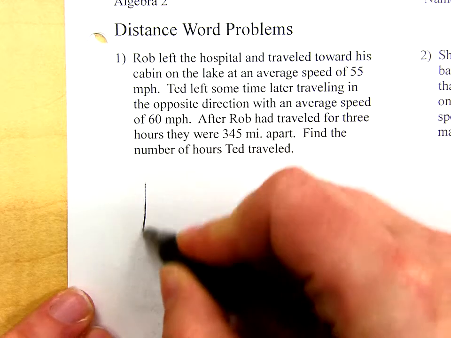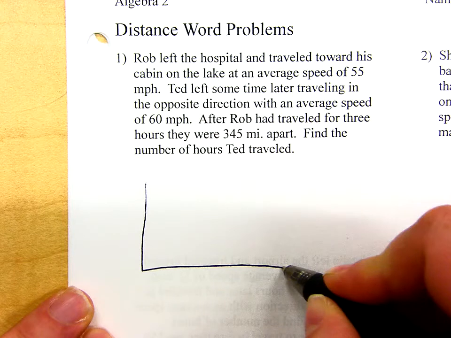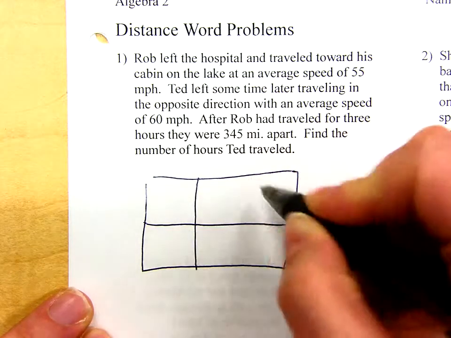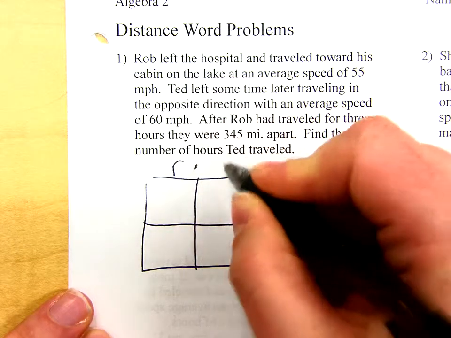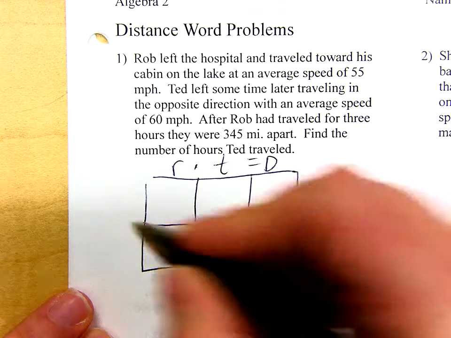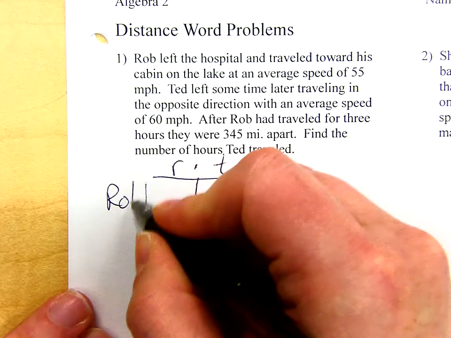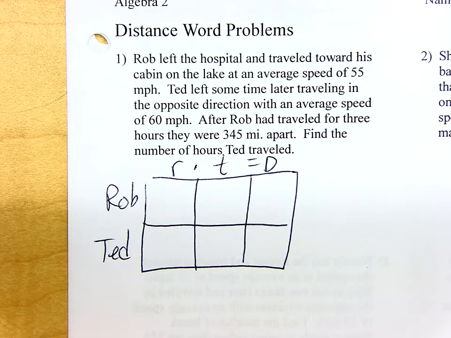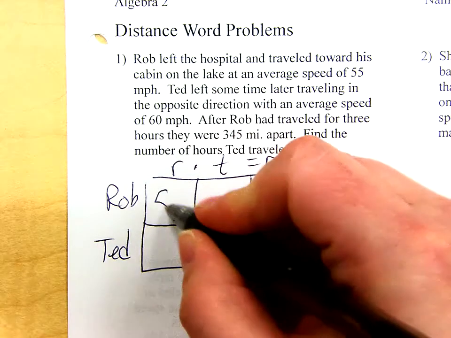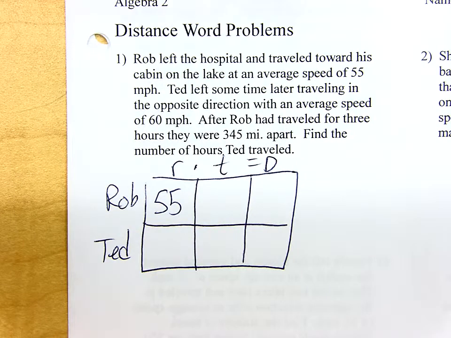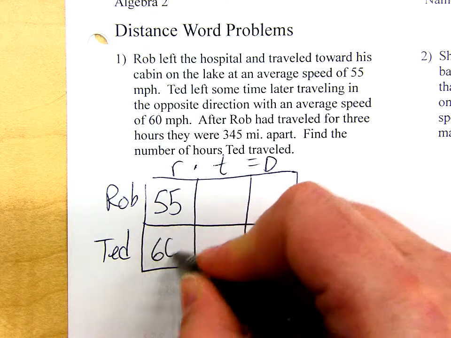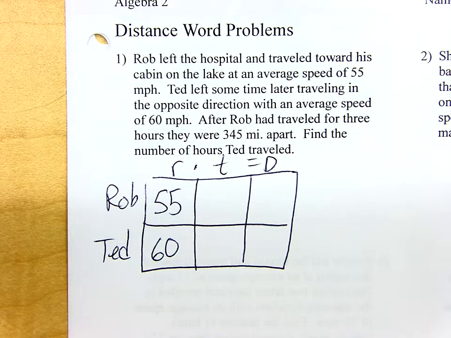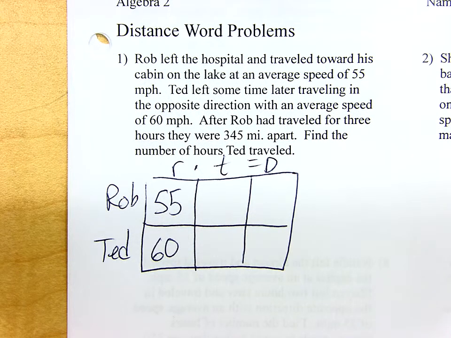So we're going to start off making our chart with our 6 boxes. We've got rate times time equals distance, and then we have Rob and Ted. All right, we do know Rob's rate. What is it? 55. We know Ted's rate, 60. The time is tricky. Let's figure out the time.